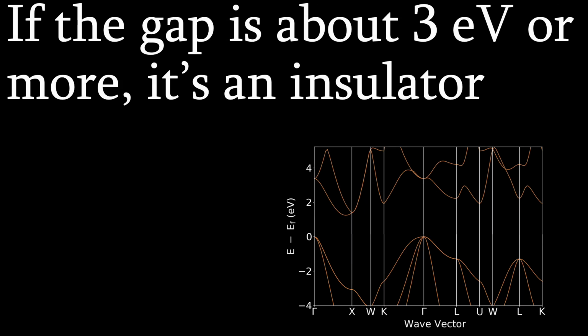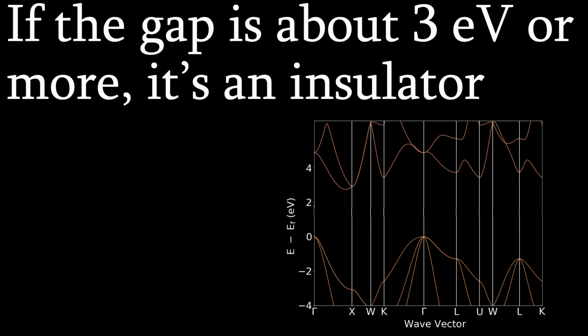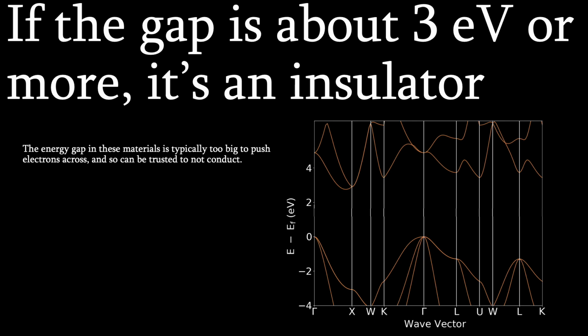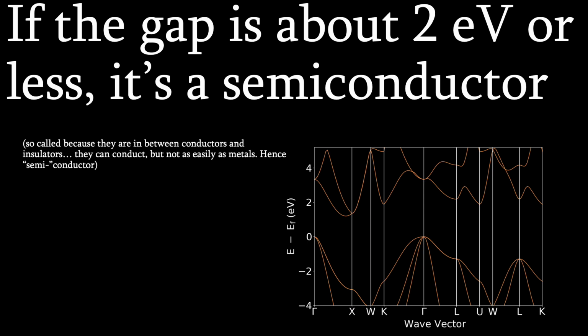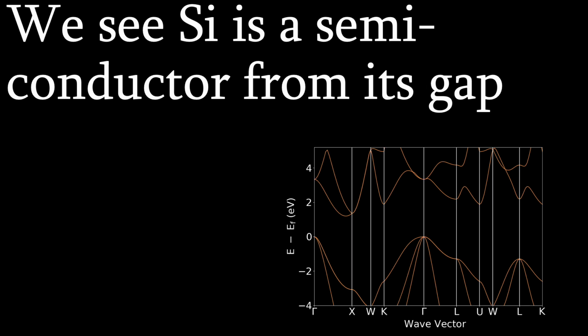If the gap is about 3 electron volts or more, it's an insulator. The energy gap in these materials is typically too big to push electrons across, and so can be trusted to not conduct. If the gap is about 2 electron volts or less, it's a semiconductor. So called because they are in between conductors and insulators. They can conduct, but not as easily as metals, hence semiconductor. We see silicon is a semiconductor from its gap.